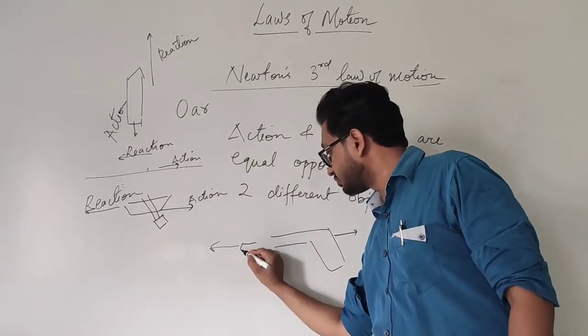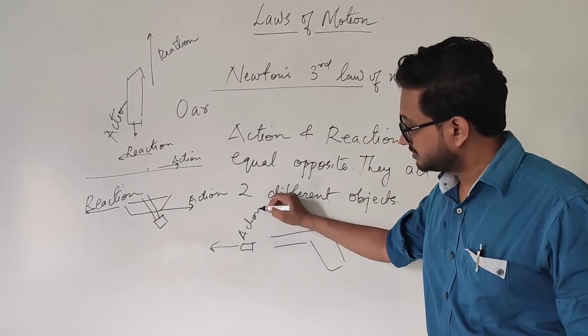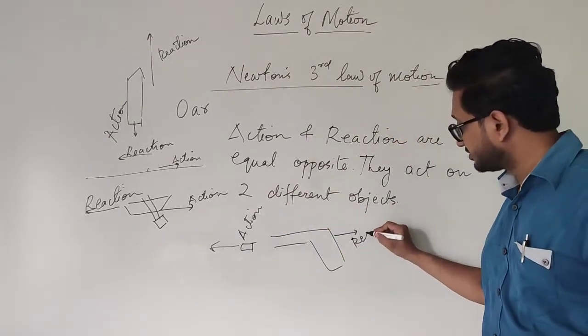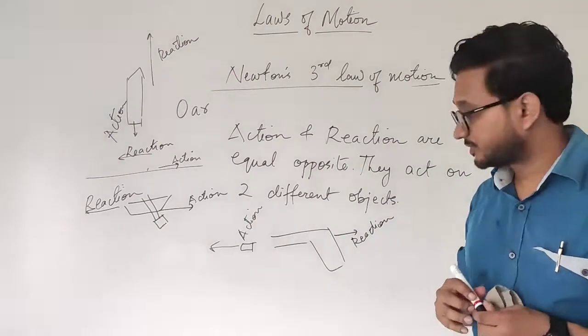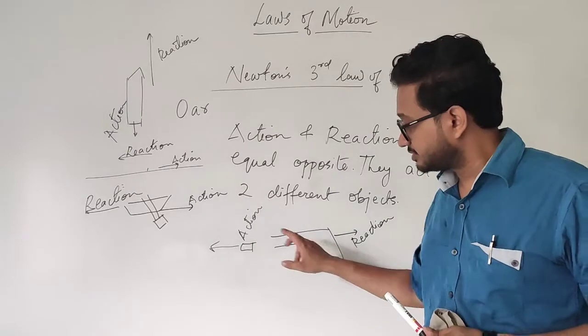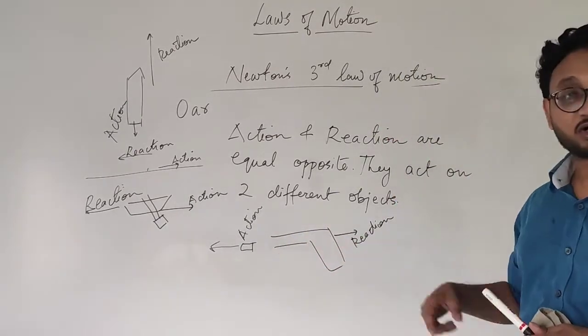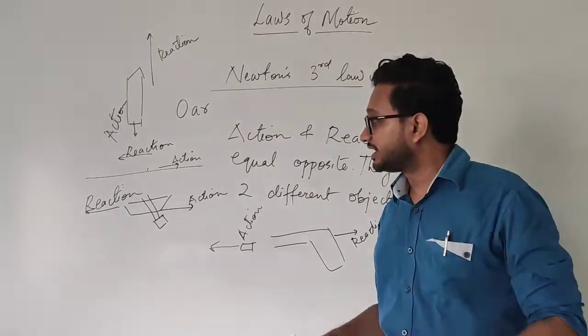So this is the bullet that is coming out. This is action and the reaction is the gun moving backwards. So who is doing the action? The gun is doing the action on the bullet and the bullet is giving the reaction on the gun. Always remember this, that they happen on two objects involved.